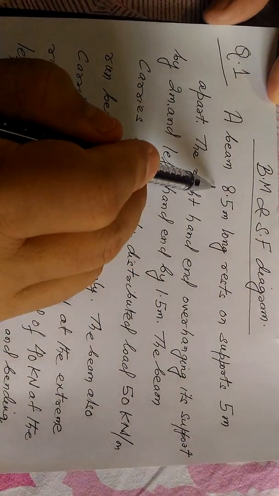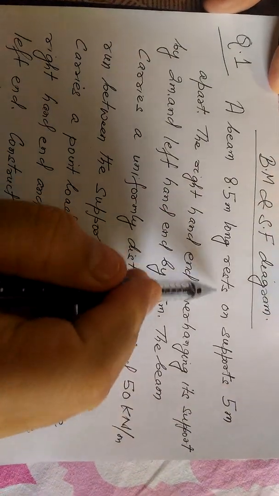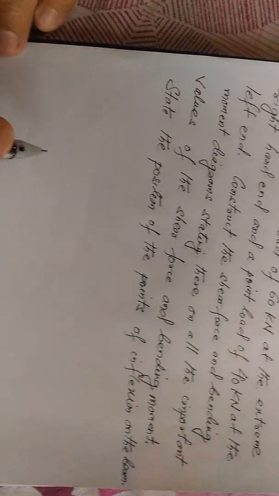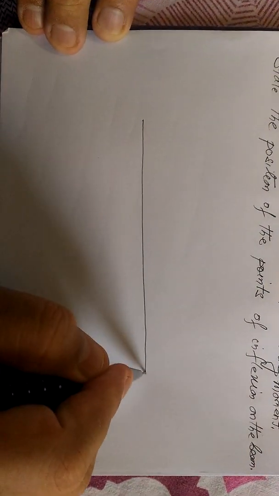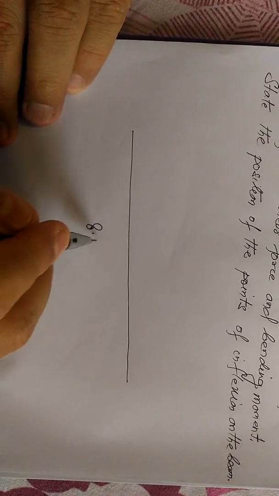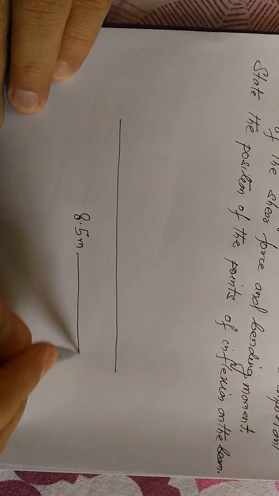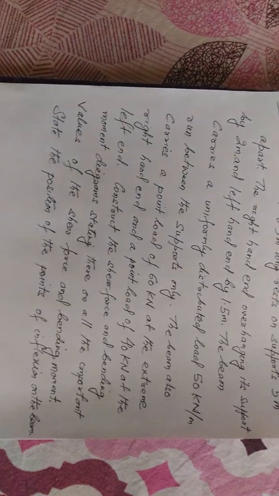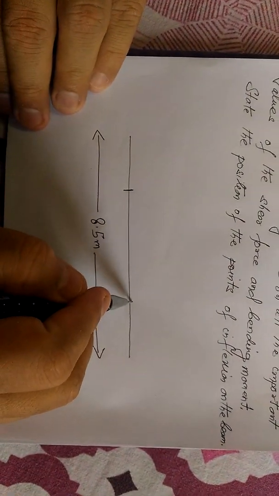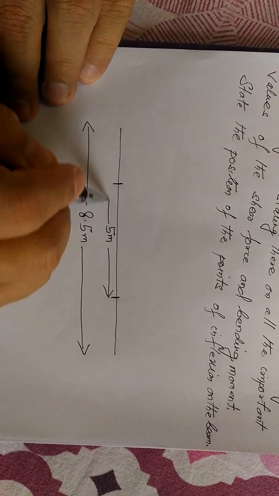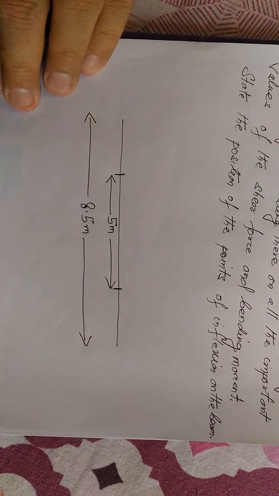A beam 8.5 meter long rests on supports 5 meter apart. So suppose these are the two supports, then this distance is 5 meter. That is, the distance between the two supports is 5 meter.